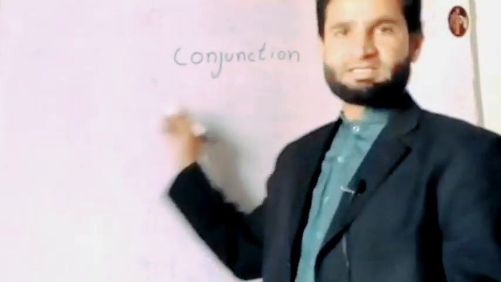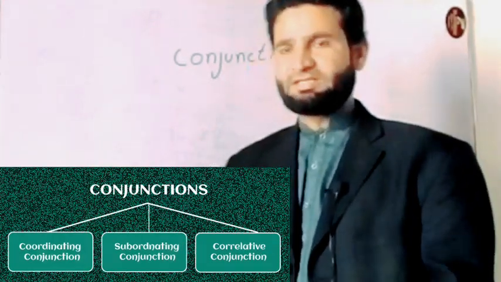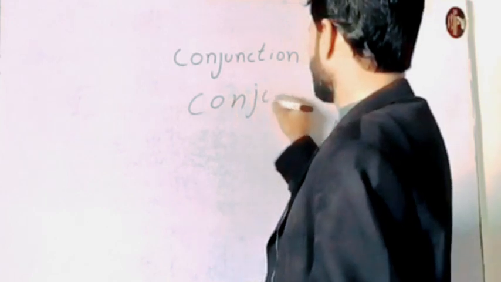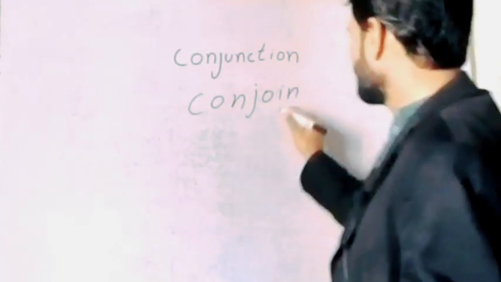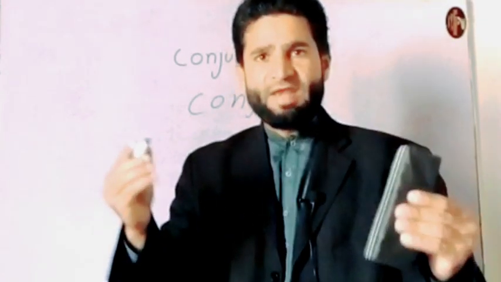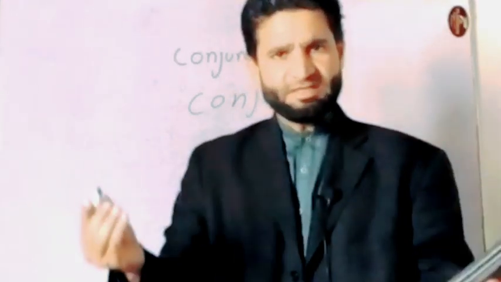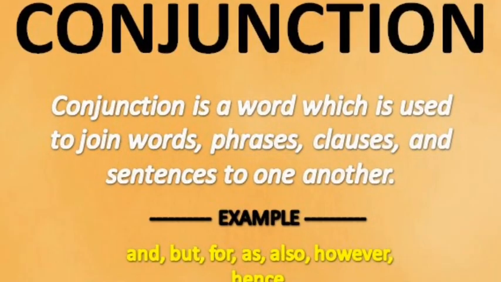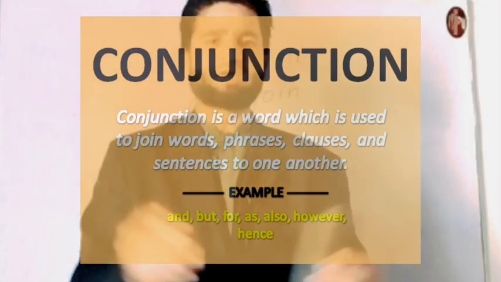The word conjunction derived from the Latin word conjoin, which means connect. The definition of conjunction is: a conjunction is a word which joins together words, phrases, sentences, classes.